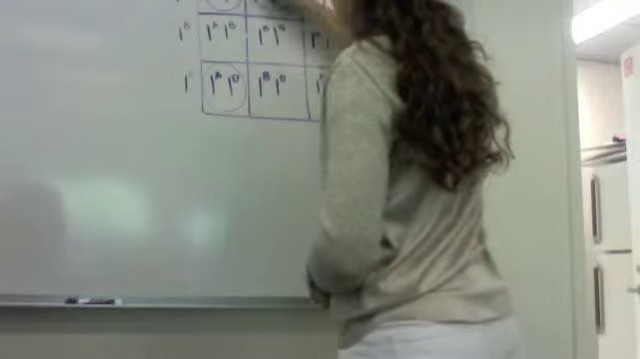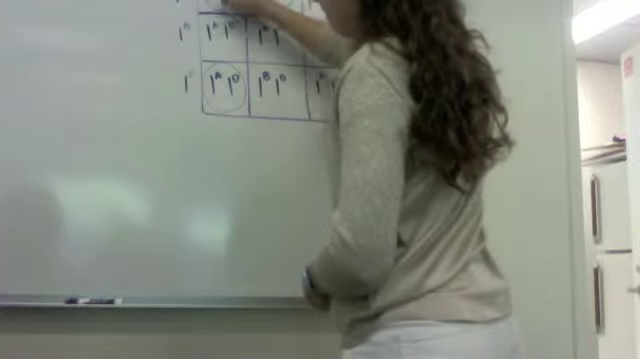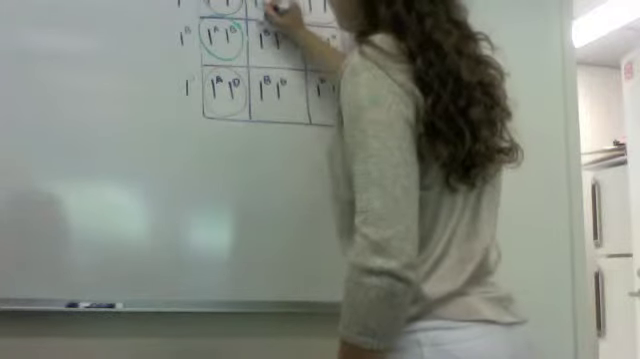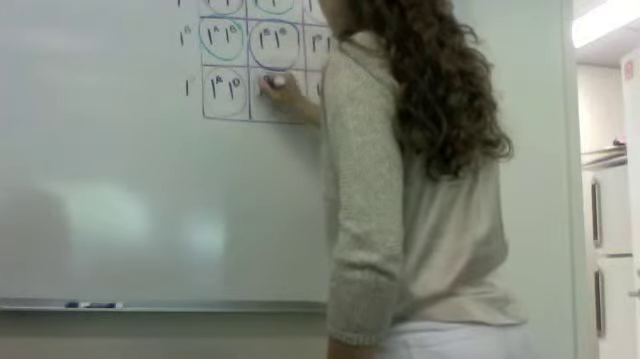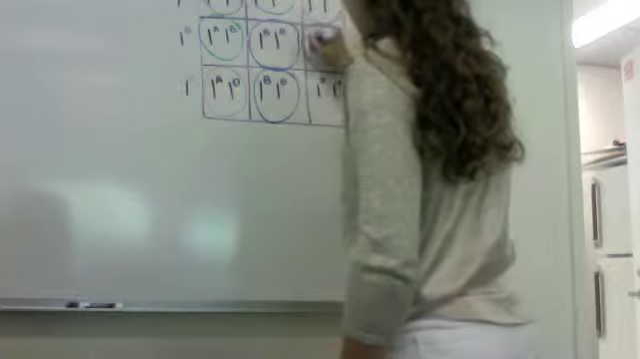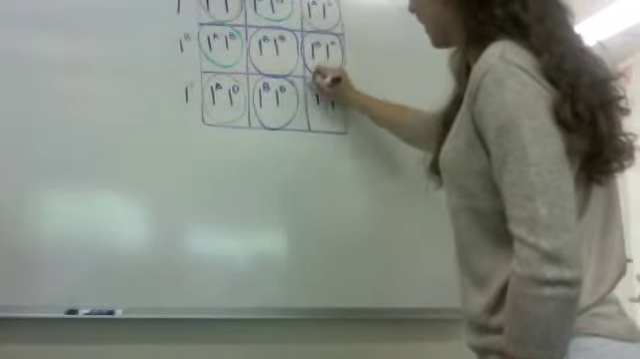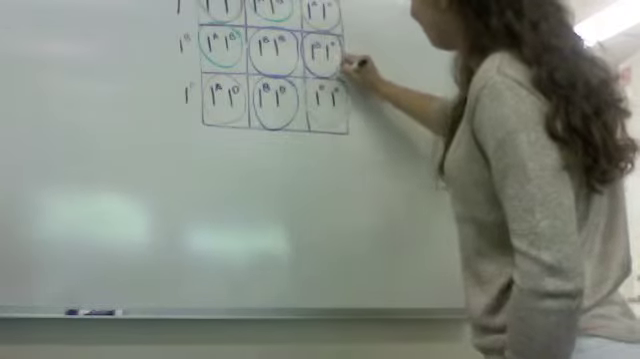The ones circled in green are blood type AB. The ones circled in blue are blood type B. The one circled in black is blood type O.